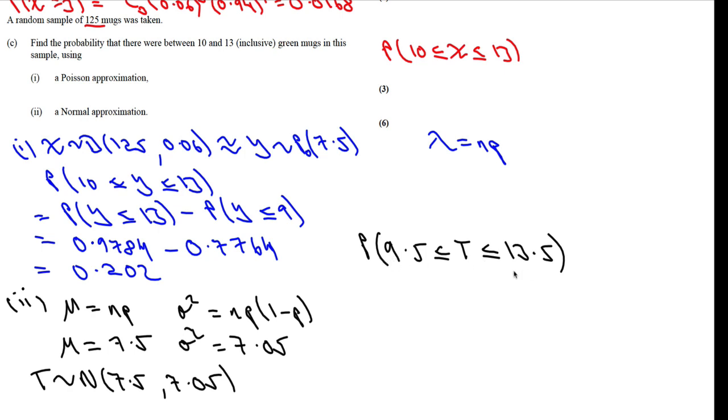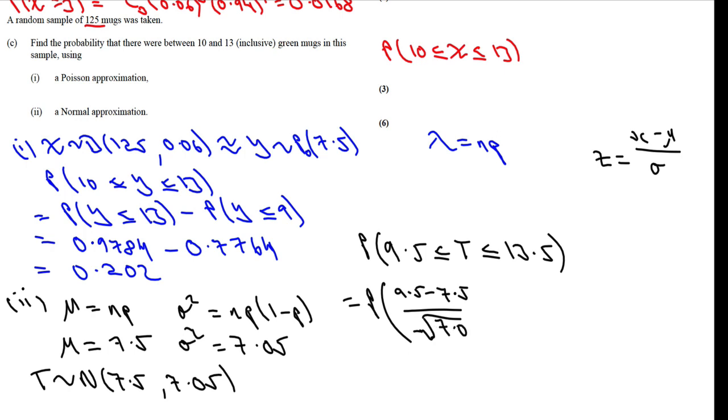Now the next thing that we need to do is to standardize. So I need to standardize this, which is going to be equal to the probability, and to standardize, you do the particular value minus the mean over the standard deviation. So we're going to do 9.5 minus the mean mu, which is 7.5, over the standard deviation, which is going to be the square root of 7.05. And that's got to be less than or equal to z, because now we're going to the standardized normal.